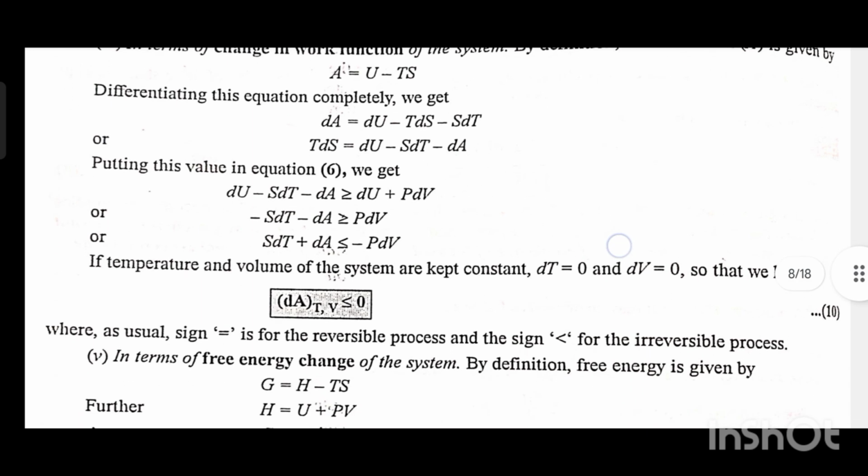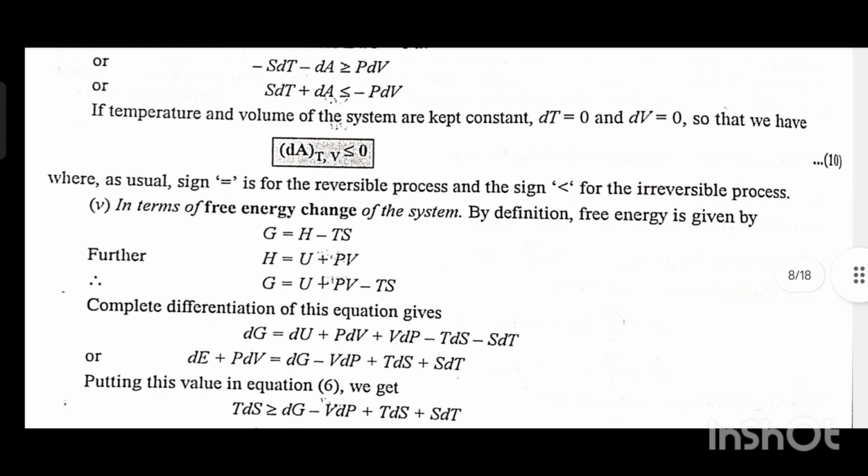If temperature and volume of the system are kept constant, that means dT = 0 and dV is also equal to 0, so that we have dA_T,V ≤ 0, that is equation 10, where as usual the sign equal is used for the reversible process and the sign less than for the irreversible process.